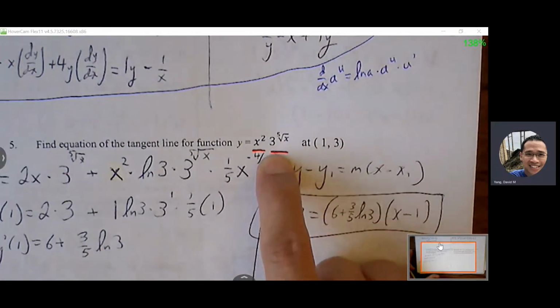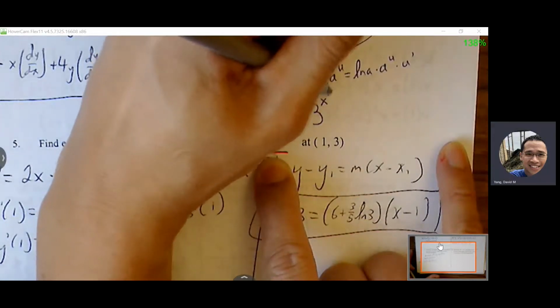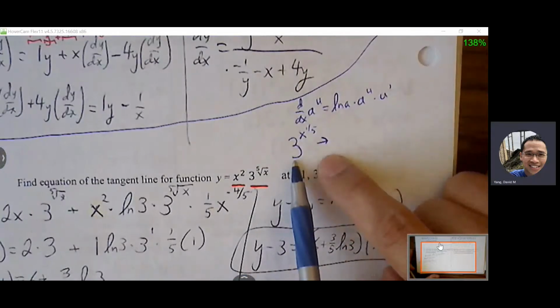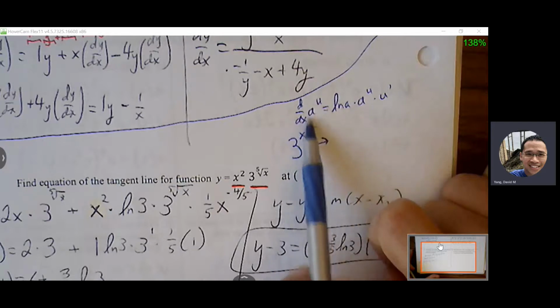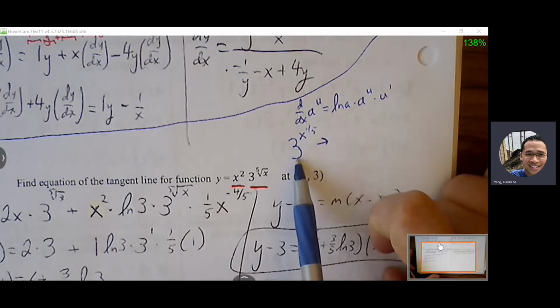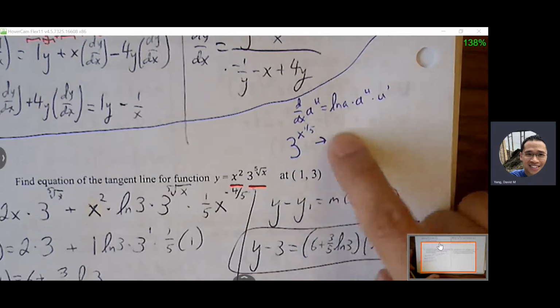So the rule for 3 to the 5th root of x, we can think of this as 3 to the x to the 1/5. Anytime I have a base constant raised to a variable, we use this rule, a to the u. It's not e to the u, but it's a to the u. Still an exponential function, but it's not base e, so there's a little bit extra in front.